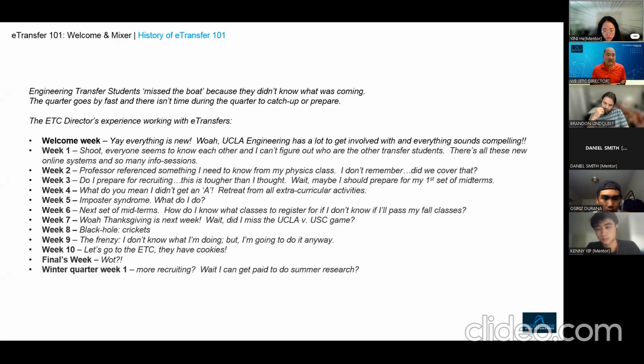In week three, that's when our engineering and technical career fair is, and there's a great deal of effort that goes into preparing for recruiting. Each of you are going to have to figure out how you're going to prepare for those recruiting activities, as well as prepare for your first set of midterms, which will come in week 3 or 4. Okay.